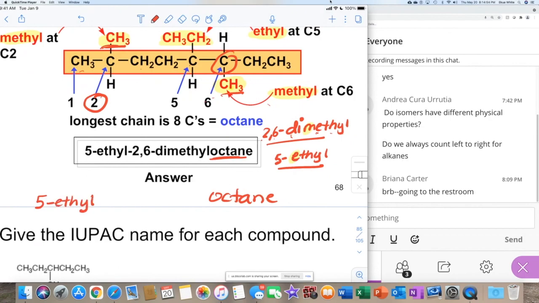Okay, this is a letter. The next thing I'm going to write is a number, so I have to put a dash here. I know they're very, very particular. 2, comma 6 dash dimethyl. I know. Like, really?